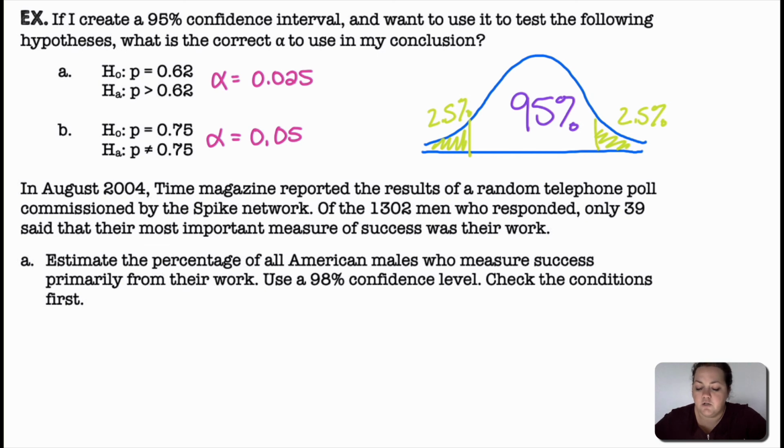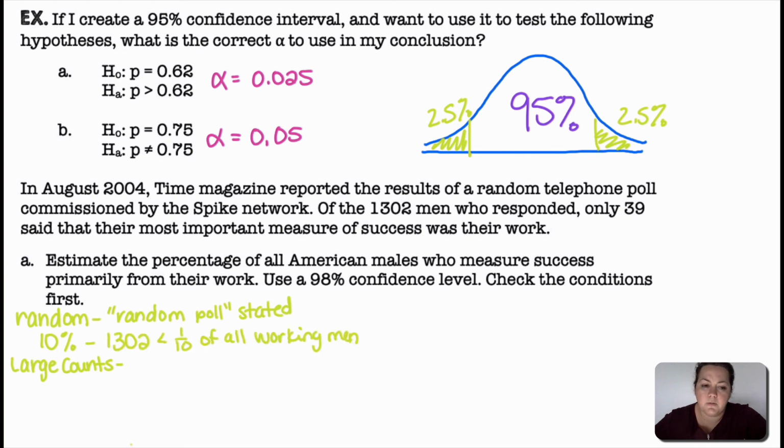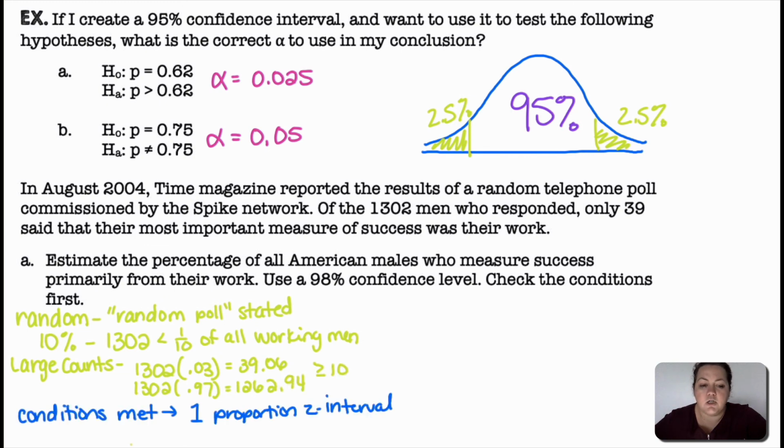Check the conditions first. Okay, so again, we're going to do some of this, and it's not going to be super thorough. Random was stated, they did a random poll. 10%: 1,302 is less than 1/10 of all working men. Large counts, I'm going to do n times p. I don't have p, so I'm going to use p hat, which is 0.03, which I got by doing 39 divided by 1,302. So I checked that. Those are greater than 10. So my conditions are met, and I'm doing a 1 proportion z interval.